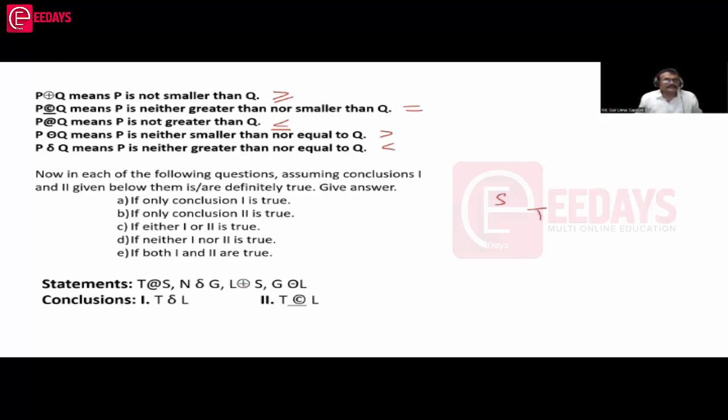Next, L is greater than or equal to S. So L is greater than or equal to S. Next, G is greater than L. So G is greater than L. And N is less than G. Okay, so one extra line. N, G. N is less than G.